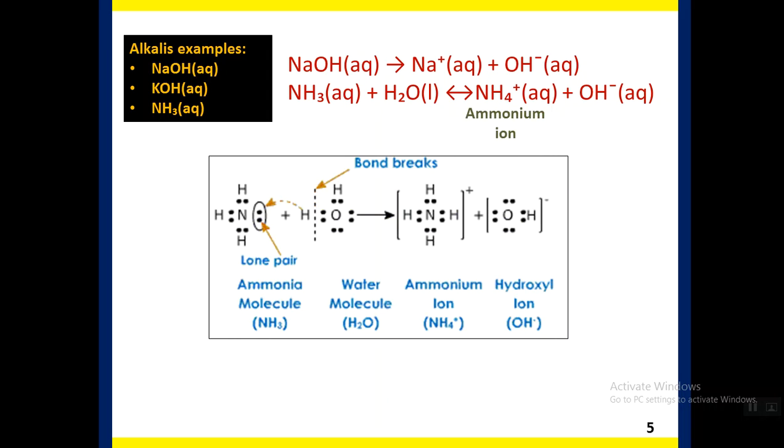So by this diagram you can see that there is an ammonia molecule and also a water molecule. You can see that one of the hydrogen bonds in the H2O molecule gets broken, and that hydrogen attaches to the lone pair of nitrogen in the ammonia molecule. So the products are the ammonium ion, that is NH4 plus, and the hydroxyl ion, that is OH minus.